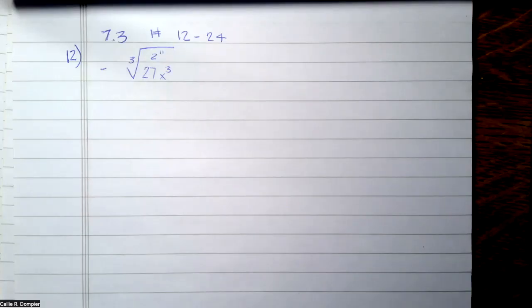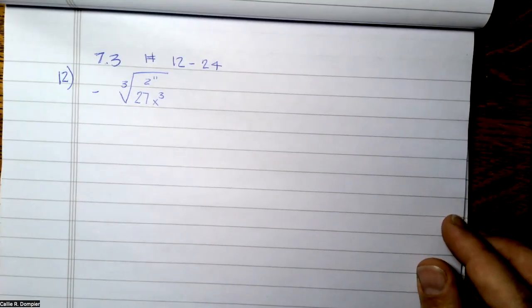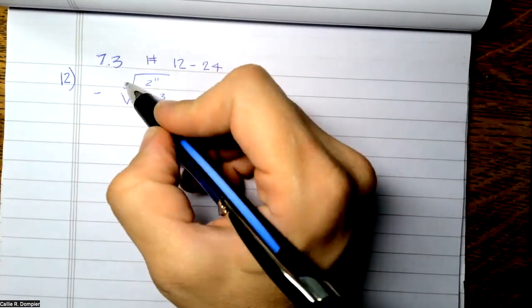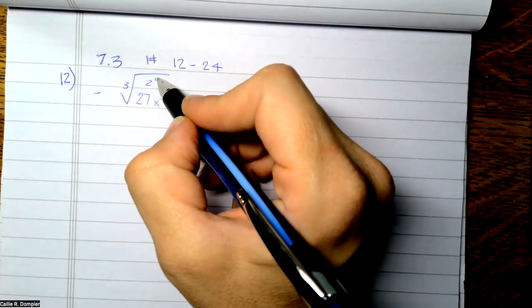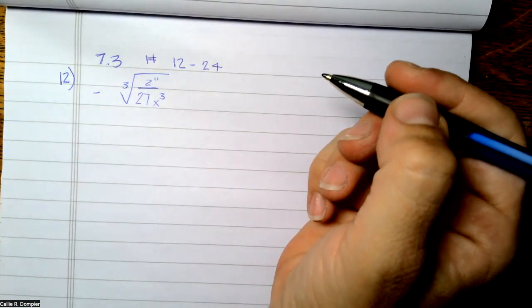Okay, this is my MyMathLab 7.3, and I'm going to do numbers 12 through 24. So this is what it looks like if I was a student. So your numbers might be a little bit different. We're starting with number 12, which is negative cubed root of z to the 11th over 27x to the third.